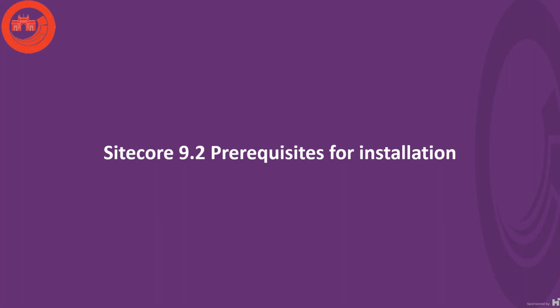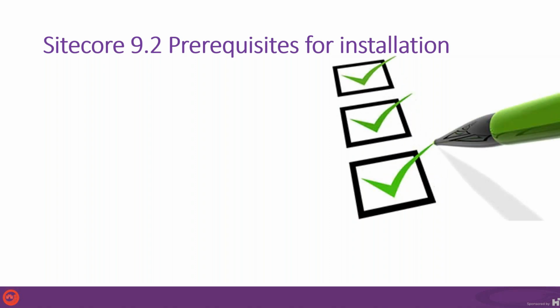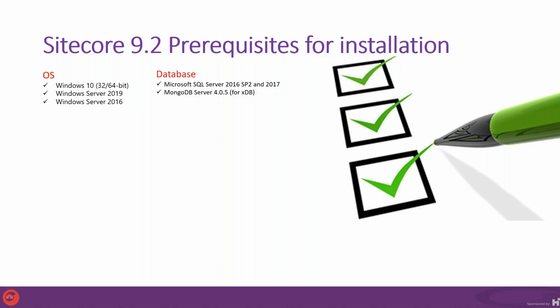Before deep diving into the new features of Sitecore 9.2, let's see the prerequisites for Sitecore 9.2 installation. Sitecore 9.2 supports Windows 10, Windows Server 2019 and 2016, and databases SQL Server 2016 SP2 and 2017. If you are using MongoDB Server for xDB, it requires 4.0.5. IIS 10 is the only one it supports, and you can use .NET Framework 4.7.1 or 4.7.2.